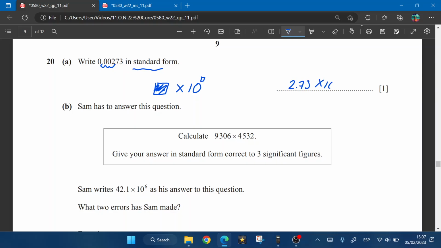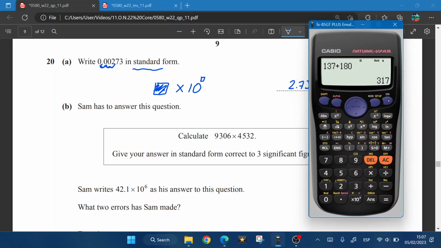Then we write times 10. And how many spaces did we move it? We moved it 1, 2, 3 spaces. And because it's a smaller number, we move it to the right, it's minus 3. You can check these things on your calculator. If you press Shift, Setup, and change it to scientific notation, I press 7, and then they want you to add the amount of significant figures you want to show. I think 4 is a good one.